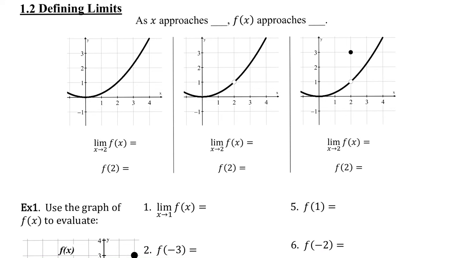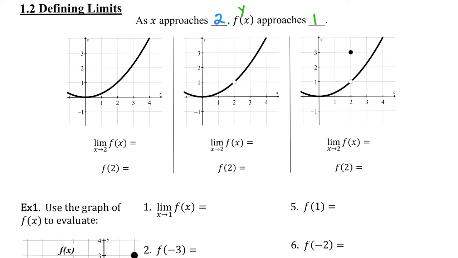Okay, in 1.2, we're going to introduce the concept of limits and a little bit of notation as well. For all three of these graphs, as x approaches 2, f of x approaches 1. This is how we'll say it: as x approaches 2, f of x is talking about the y value. The y value is approaching 1. It's not saying that at x equals 2, y equals 1. It's saying it's approaching 1, and it's distinguishing the difference between the two.